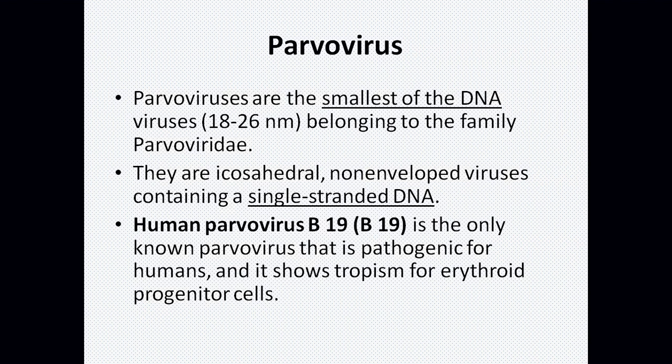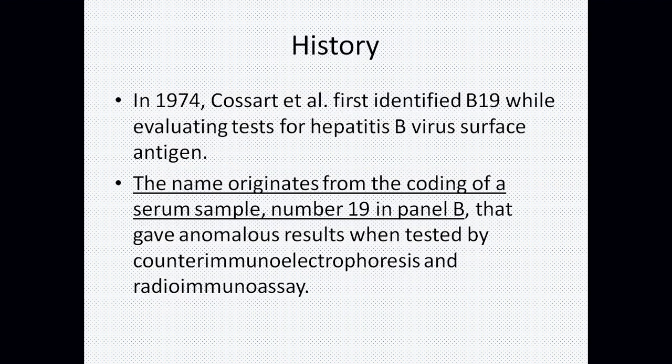Now we are going to see the next virus, which is the parvovirus. The characteristic of this virus is that it is the smallest of the DNA viruses, measuring 18 to 26 nanometers in size, and they belong to the family Parvoviridae. They are also icosahedral, non-enveloped viruses containing single-stranded DNA. The human parvovirus B19 is the only known parvovirus that is pathogenic for humans.